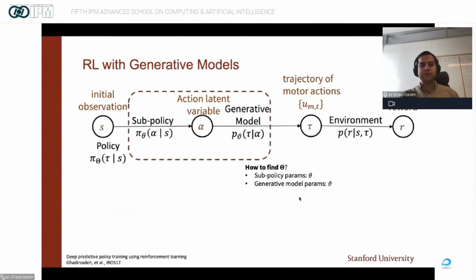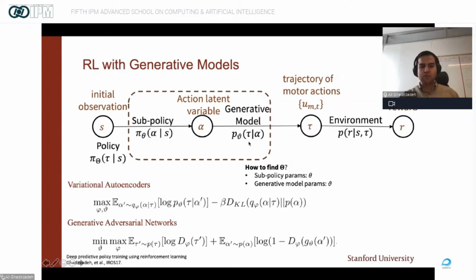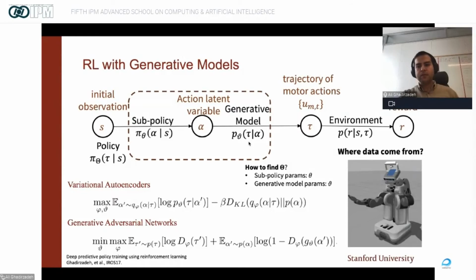Okay. So far, I have talked about how we can train this sub-policy. You may ask, okay, what about the generative model? The generative model can be trained, as I explained before, using VAEs or GAN models. It's the exact same thing as I told before. So the question then is, where will the data come from? Data, as I said before, can come from teleoperation, kinesthetic teaching, or blind controllers. Here's an example of blind controllers.